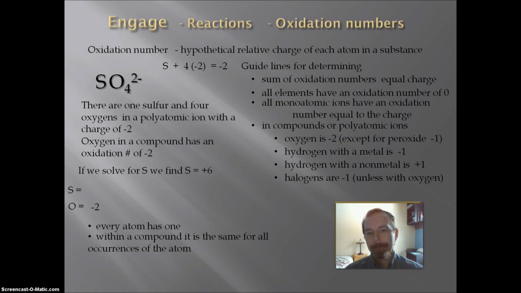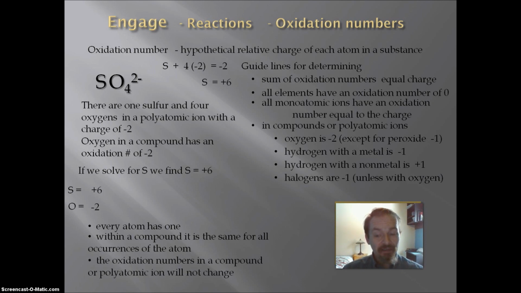So that means sulfur has an oxidation number of +6. Now, sulfate, the ion, always has to have sulfur with an oxidation number of +6 and oxygen with an oxidation number of -2. It will never change. So if we can remember that, we never need to calculate the oxidation numbers for sulfate again.